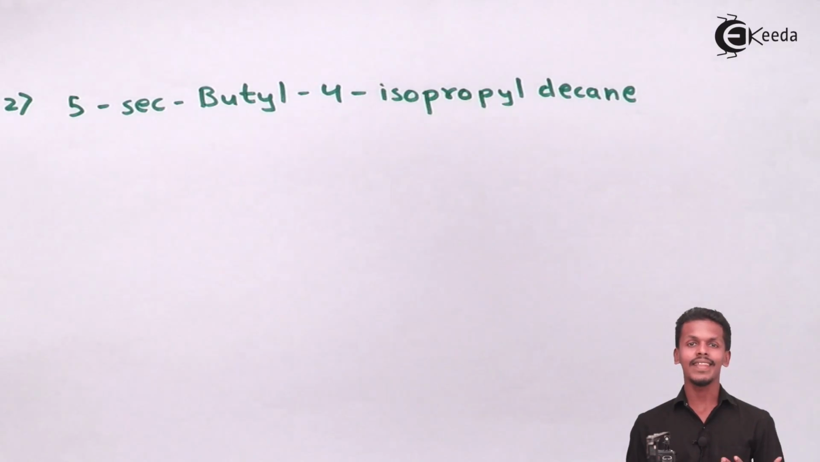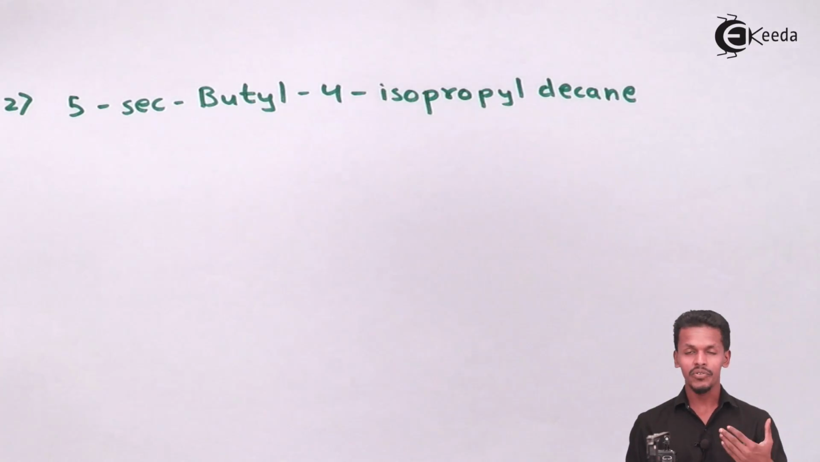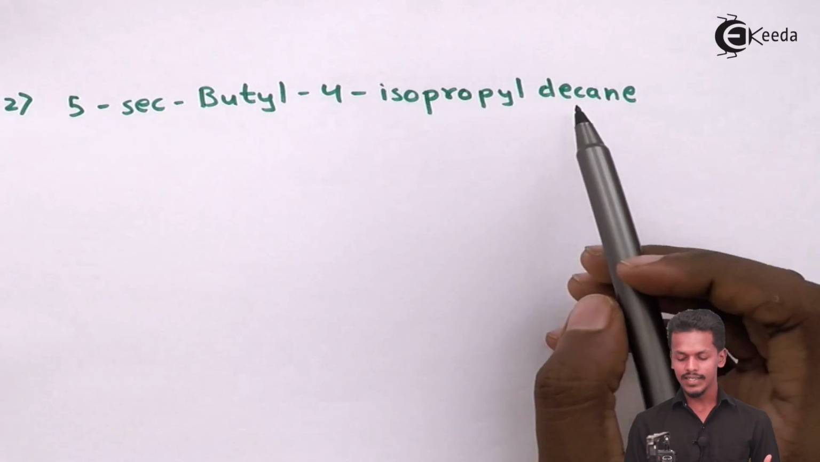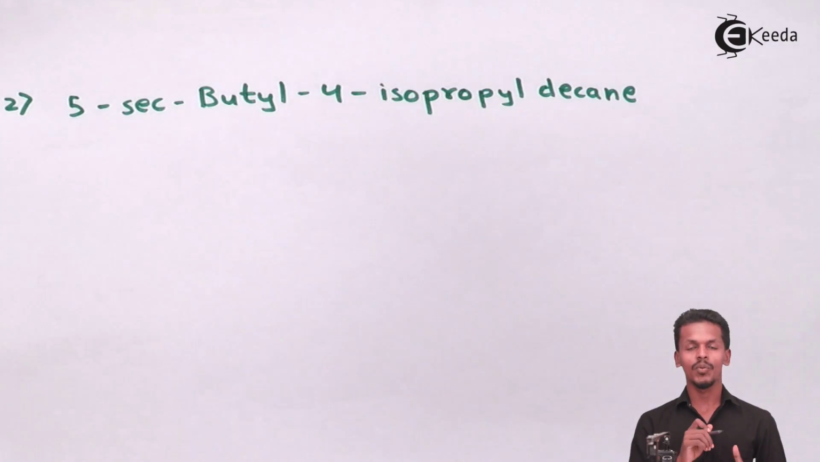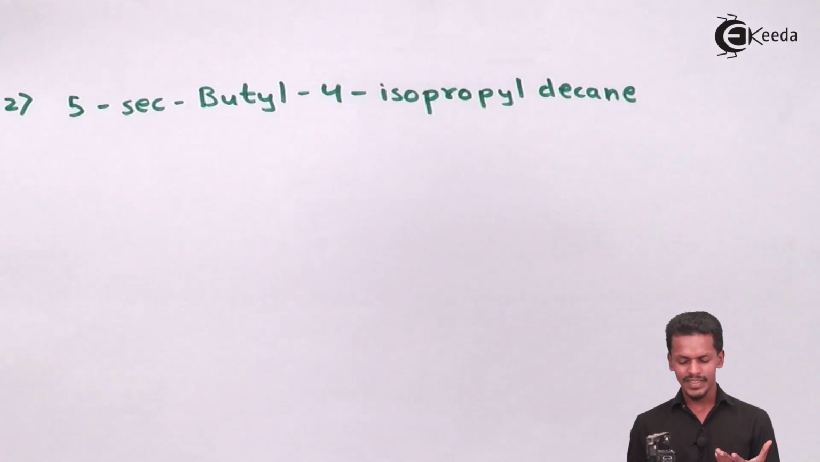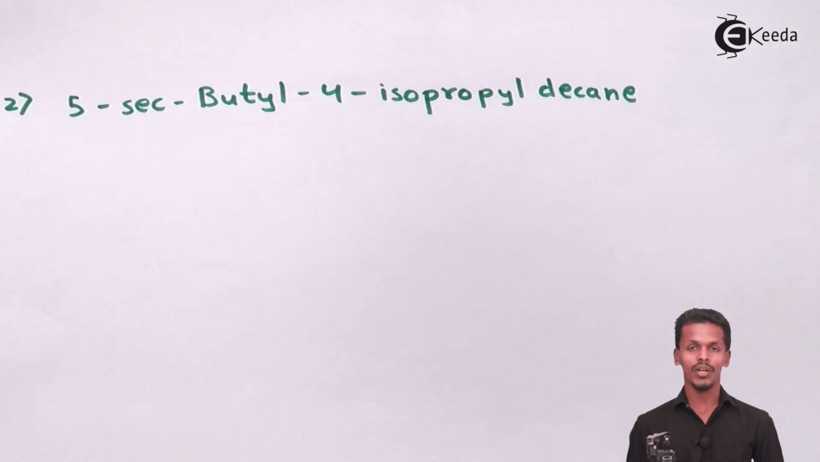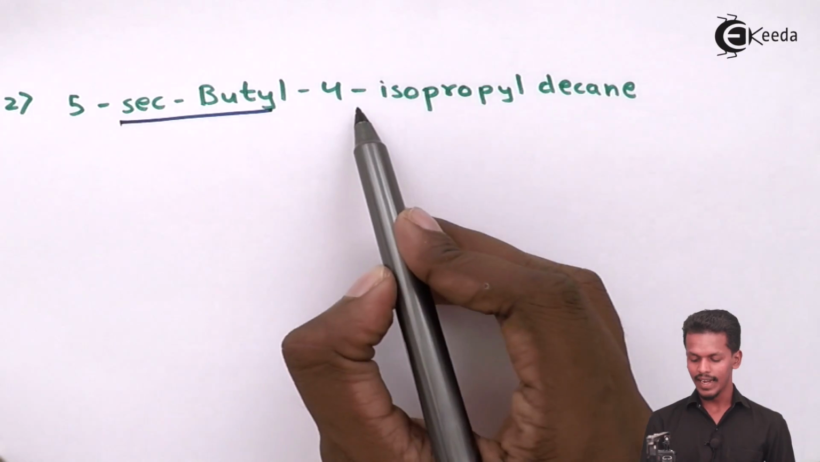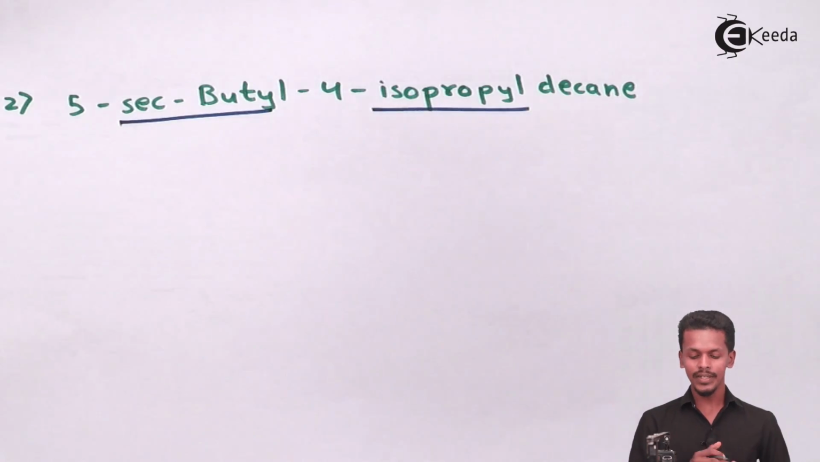Since it is ending with decane, that decane will represent the total number of carbon atoms present in a straight or continuous chain, or we could also say it is the parent hydrocarbon of the alkane. So now this has the name decane, so there would be 10 carbon atoms in a straight continuous chain. That is very fine to understand. But what are the substituents attached to this parent hydrocarbon? The substituents are secondary butyl and isopropyl. Isopropyl is attached to the 4th position, while secondary butyl is attached to the 5th position.